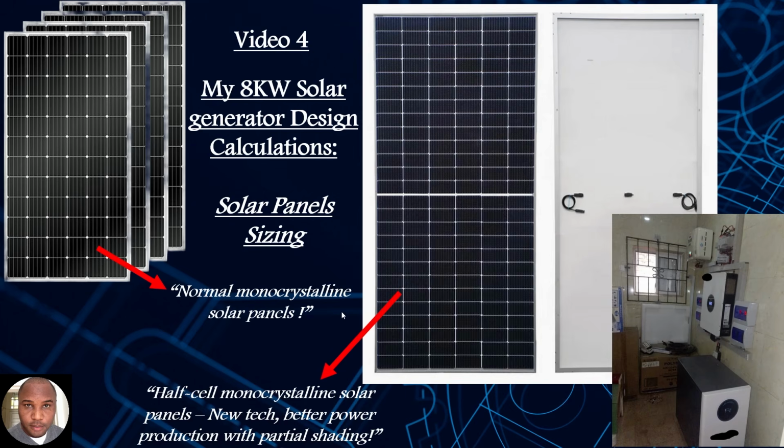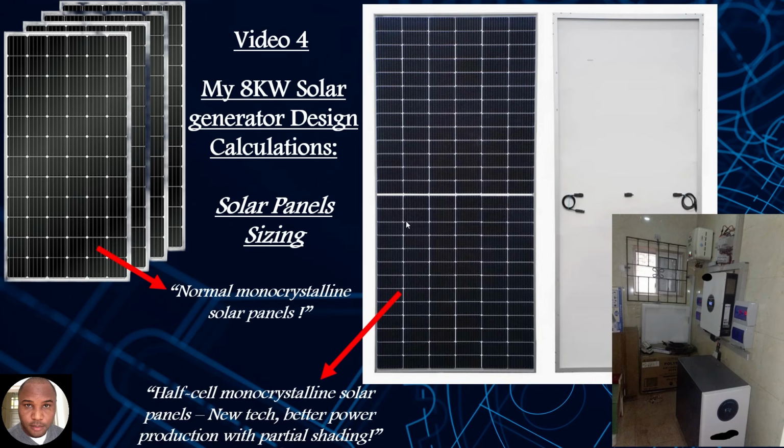So if you have a tree or a shadow that the sun is casting over the cells, it's not going to stop the whole panel from producing power. The other parts of the panel will still be producing power. While for the normal monocrystalline cells, if a shadow is cast over one part of the panel, the whole panel shuts down and will not be delivering power. So that is why the newest technology in town when it comes to solar panels is the half cell monocrystalline solar panel.